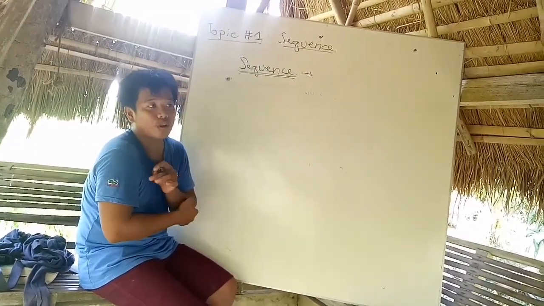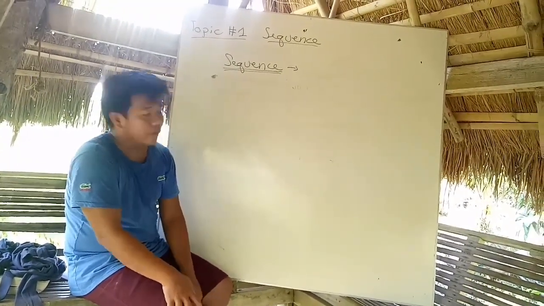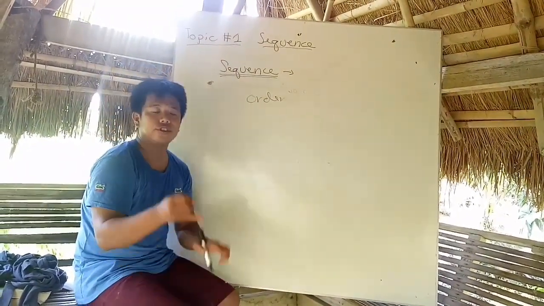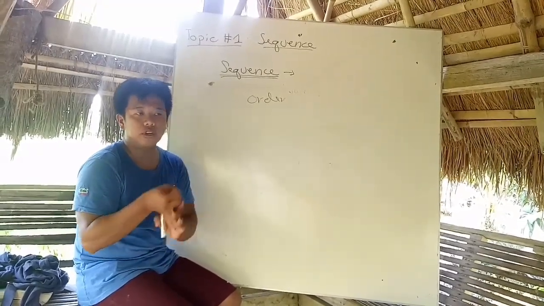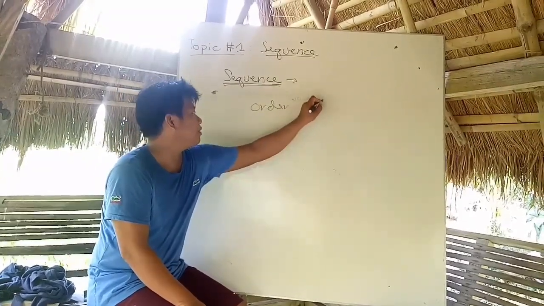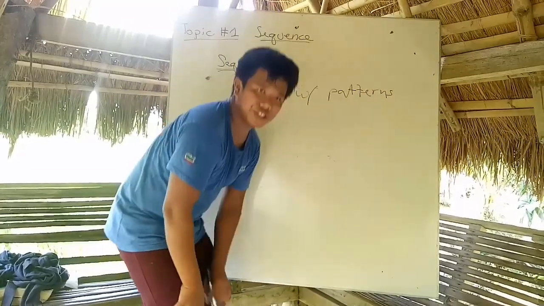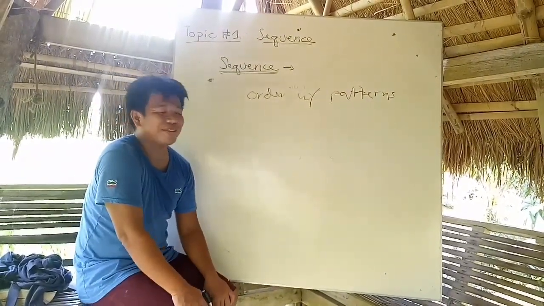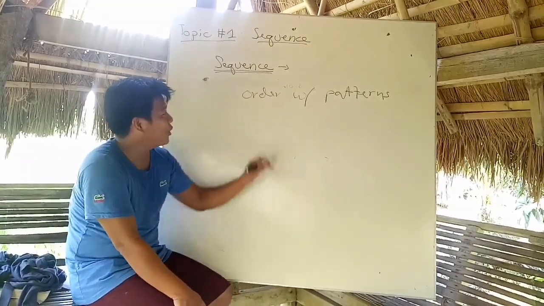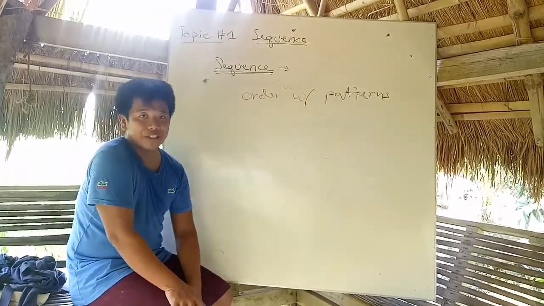Actually, there's a short description or definition of when we say sequence: it is an order of shapes, objects, and numbers with, of course, patterns. Ang haba-haba ng explanation natin. Ito lang pala yung kanyang pinaka-meaning. It's an order of anything with patterns.